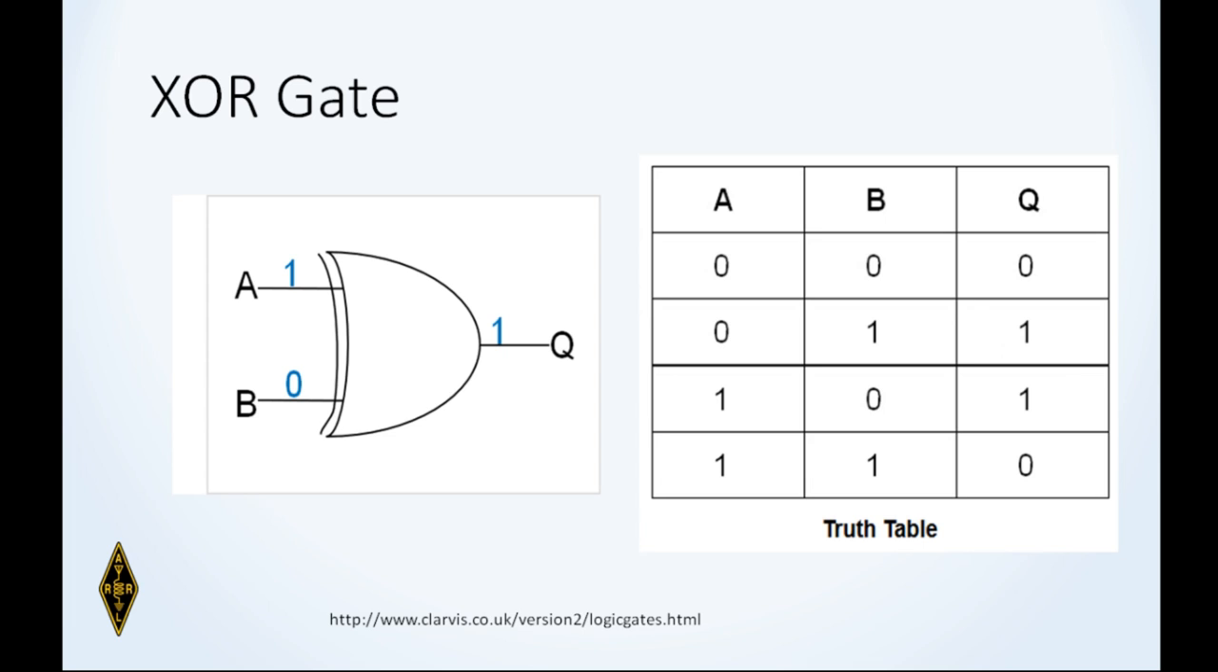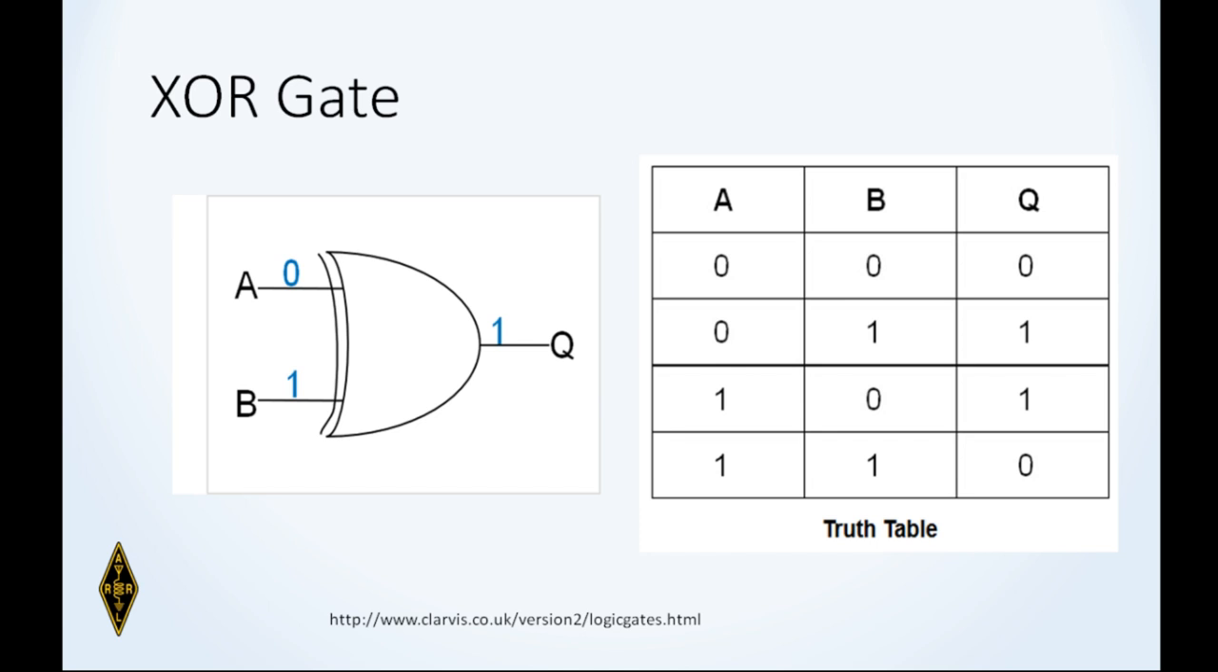Here's a little clinker. An exclusive OR. In this case, you can have A high and you'll get a high output, or you can have B high and you'll get a high output. But if you have both high, then you get a 0 on the output. That's an exclusive OR. And you can see the extra curved line they have there on the start of the gate.